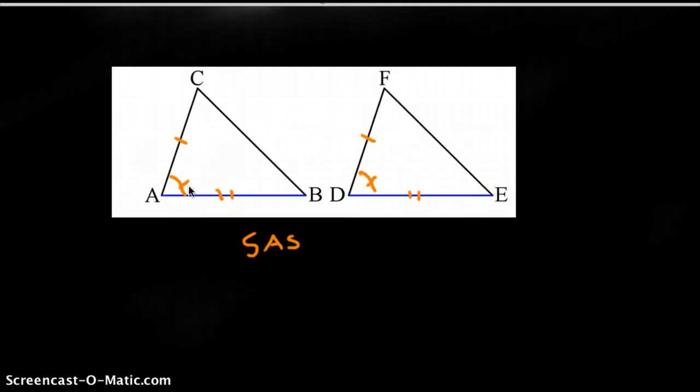And so the reason why side angle side proves that two triangles are congruent is, if you think about it, let's look at this triangle. You have two lengths that are the same. So this is the same as this and this is the same as this. So right off the bat these two are the same. And then you have the same angle splitting them apart.